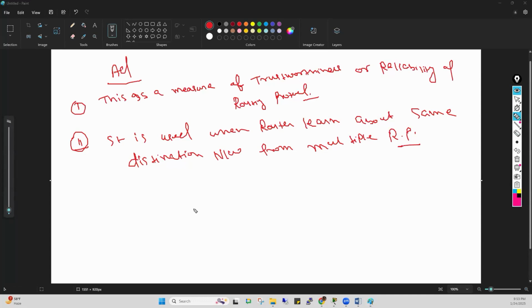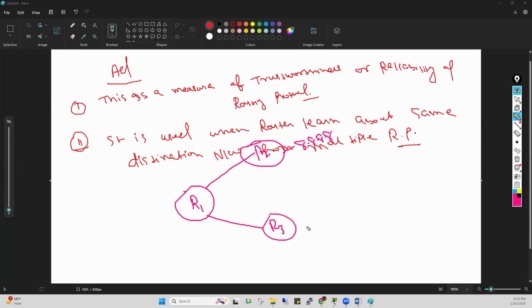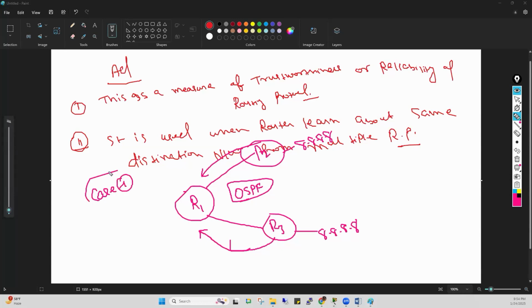See the scenario. Router 1, router number 2, router number 3. Here there is a network 8.8.8.8. On all the routers we are using the same routing protocol, for example OSPF. If you are using the same routing protocol on all the routers, this router shares the 8.8.8.8 information with this router, and this router also shares 8.8.8.8 with this router. That is case number 1.